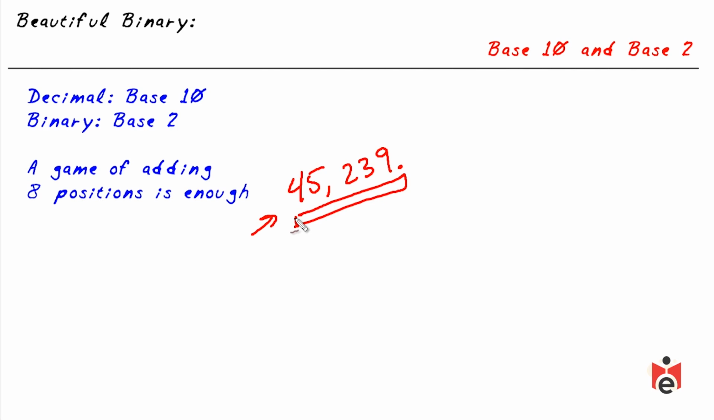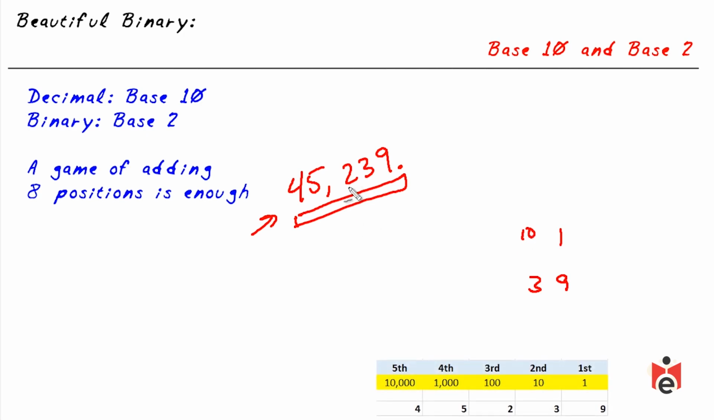And the reality is because we've been using the base 10 numbering system for all of our lives. It goes something like this. We have several positions here. For example, the 9 is in the 1's position, and the 3 is in the 10's position, and the 2 is in the 100's position. The 5 right here is in the 1,000's position, and the 4 is in the 10,000's position.